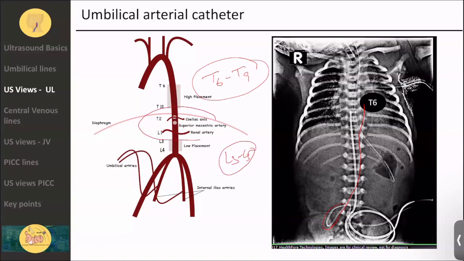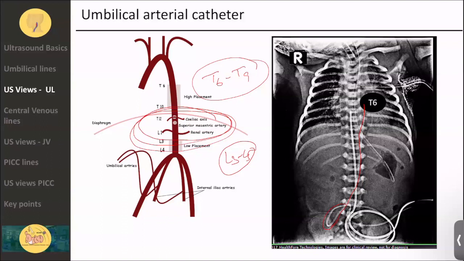It should not be in this area because this is the territory where the celiac and SMA supply or the renal artery is there. If the line tip is in this place, the blood supply to these organs can be hampered. So high placement is better than low placement. However, if by chance your line is in this area, never advance it because it has become unsterile after you have done the X-ray. You always remove it and bring it to the low placement area.